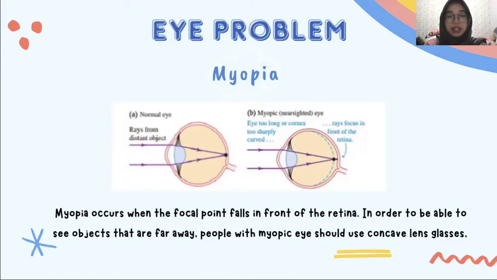Sometimes our eyes have problems. The first problem is myopia. Myopia occurs when the focal point falls in front of the retina. In order to see objects that are far away, people with myopic eyes should use concave lens glasses. Myopia is caused by the eye being too long or the cornea being too sharply curved.